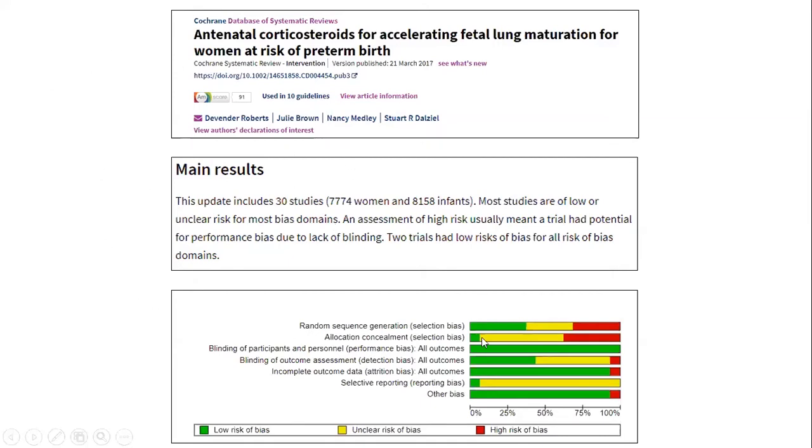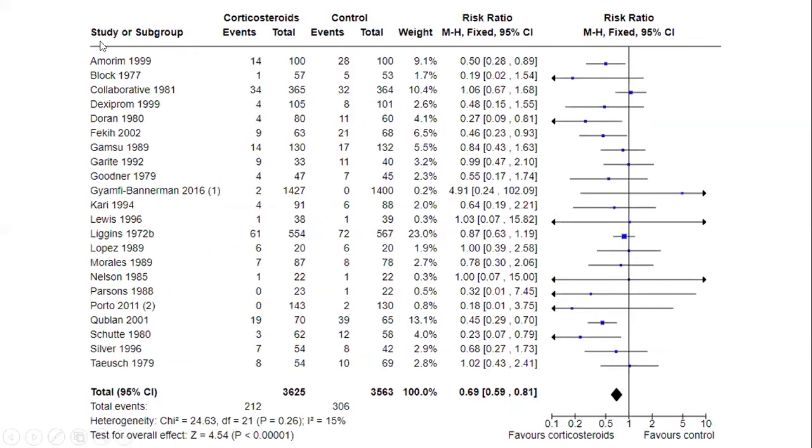This is a demonstration of how the quality assessment looked. Green means good, yellow means unclear, red means not very good. And then they synthesized the data for each of them. We call this a forest plot. So what the forest plot is, just a very simple introduction.